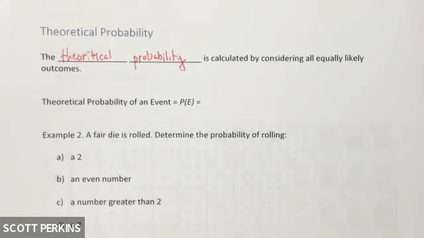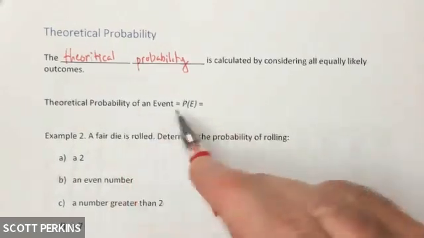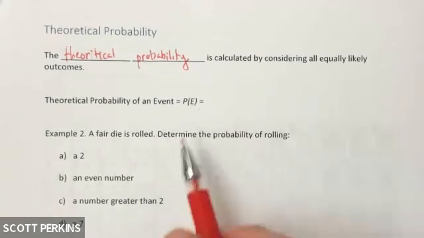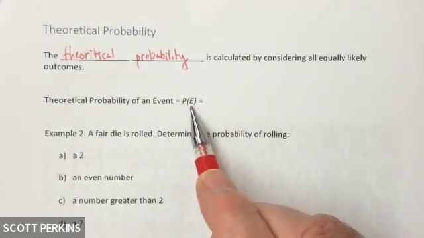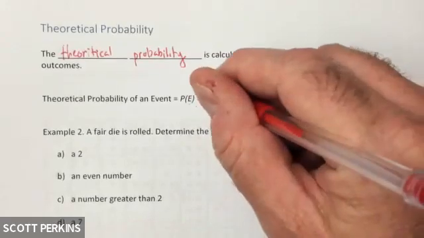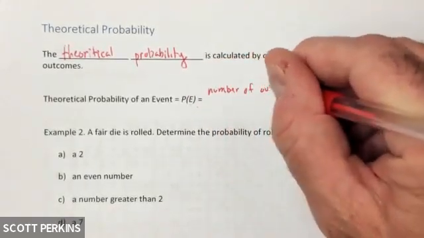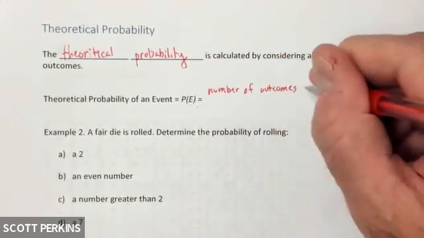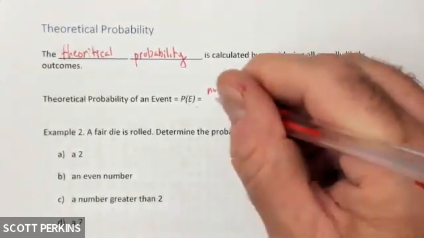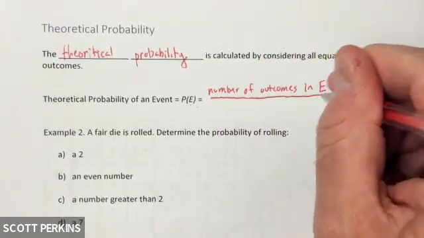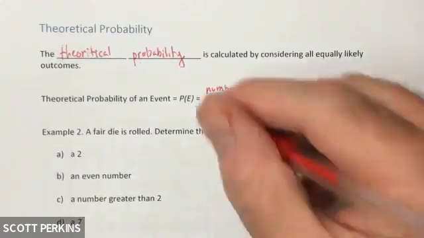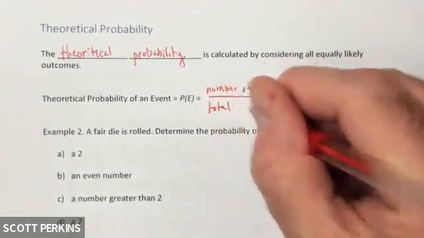That's always your probability. So to calculate the theoretical probability of my event E, I am going to first take the number of outcomes in E, the number of outcomes in the event that I'm considering, and then I'm going to divide that by the total number of outcomes.